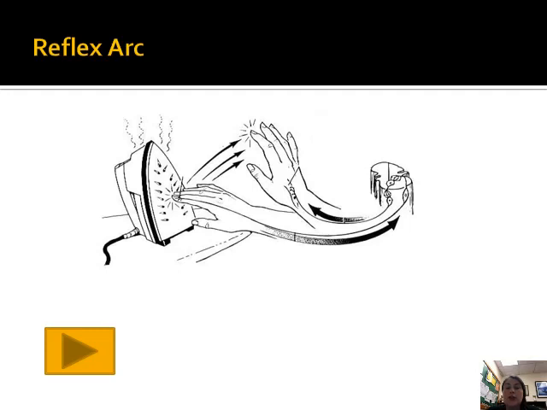Okay, so usually it goes sensory, spinal, brain, spinal, motor. In the reflex arc, we need to respond to an emergency situation. We don't have time to go through the brain. So in the reflex arc, what happens is we have the sensory neuron, which is going to detect danger. It's going to sense things. It's going to involve your 5 senses.